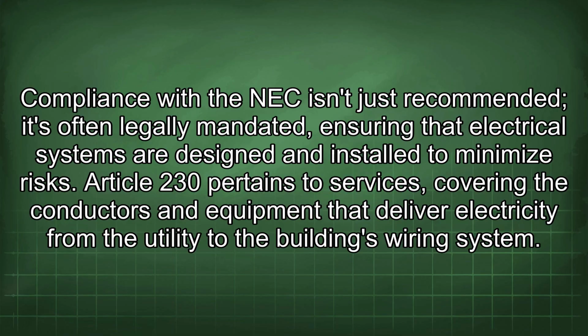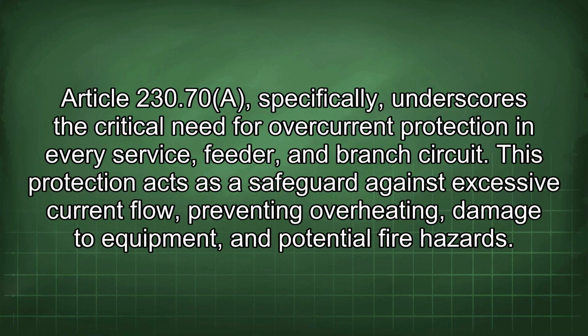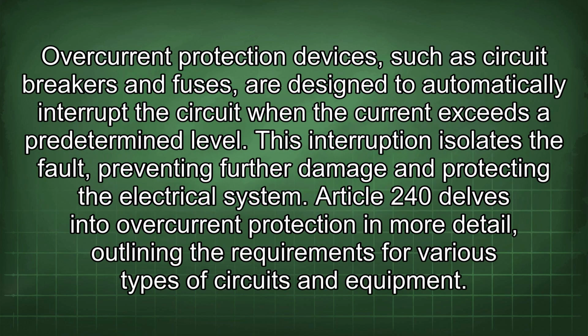Article 230.70(A), specifically, underscores the critical need for overcurrent protection in every service, feeder, and branch circuit. This protection acts as a safeguard against excessive current flow, preventing overheating, damage to equipment, and potential fire hazards. Overcurrent protection devices, such as circuit breakers and fuses, are designed to automatically interrupt the circuit when the current exceeds a predetermined level. This interruption isolates the fault, preventing further damage and protecting the electrical system.